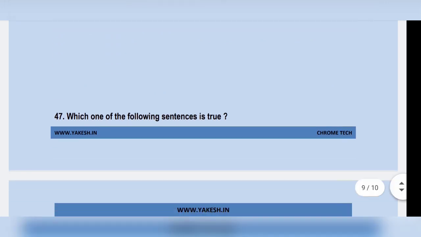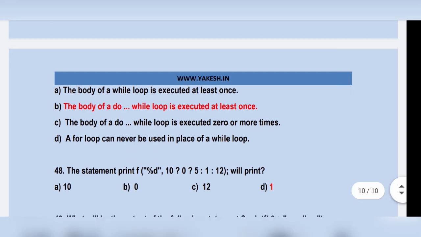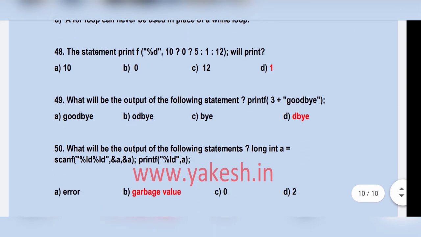Which one of the following sentences is true? Option B. While loop is executed at once. The statement printf. Option D is the correct answer. What will be the output of the following statement? Printf. Option D. What will be the output of the following statement? Option B is the correct answer.